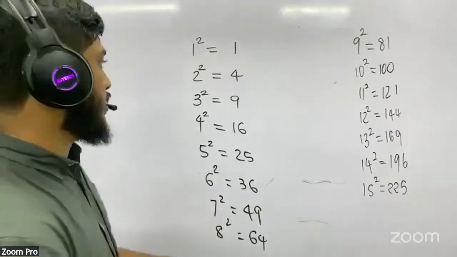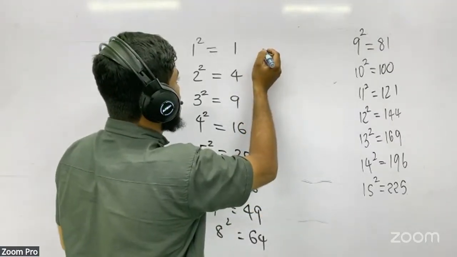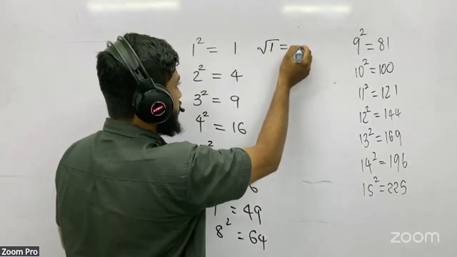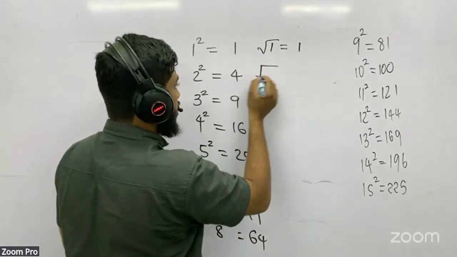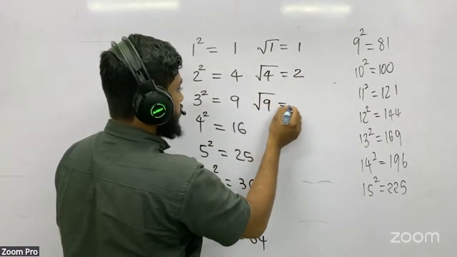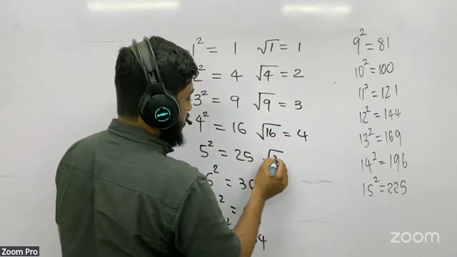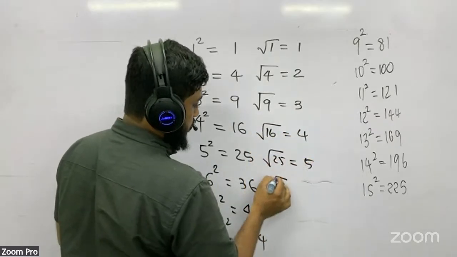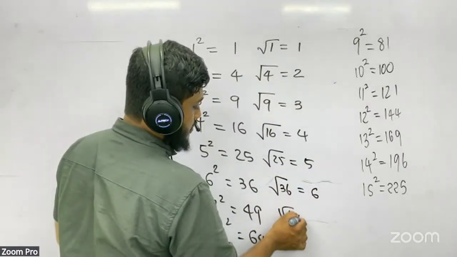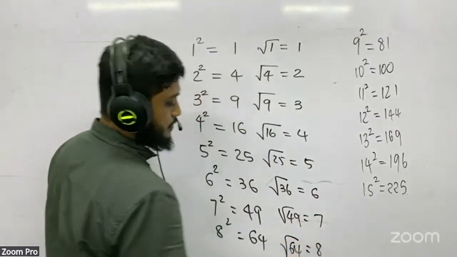Then the next one: 1 square is 1. If I write it the other way, 1 square root is how much? 1. Square root 4, how much if they ask? 2. Square root 9 is 3. Square root 16 is 4. Likewise, you can write square root 25 is 5. Square root 36 is 6. Square root 49 is 7. Square root 64 is 8.